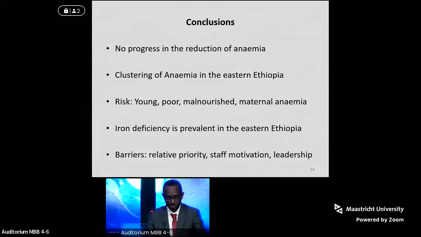In conclusion, there is no progress in the reduction of anemia in Ethiopia. Clustering of anemia is found in the eastern pastoralist part of Ethiopia. Being young, poor, malnourished, and living with anemic mothers are risk factors for childhood anemia. Iron deficiency is the most prevalent cause of anemia in the eastern part. Barriers include less priority to nutrition service, less staff commitment and motivation, and poor leadership engagement.